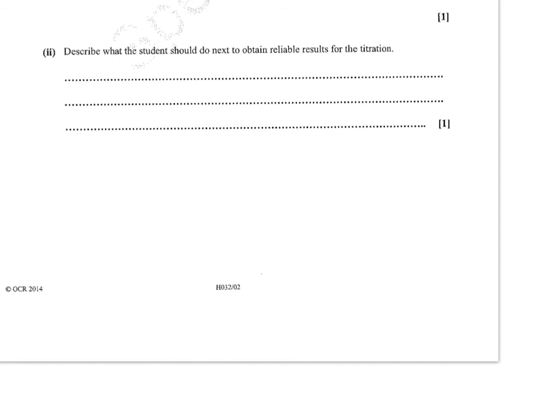So it says, describe what the student should do next in order to obtain reliable results for the titration. So think carefully what this means, what they should do next to obtain reliable results. They've got 1 reading so far, one titration, or one titer, as we call it, I would suggest they need to get another one, and it needs to be close to that titer. So you may remember doing concordant results when you did titrations yourself.